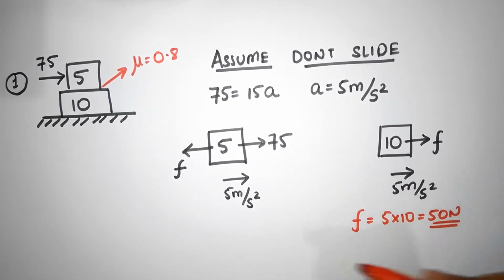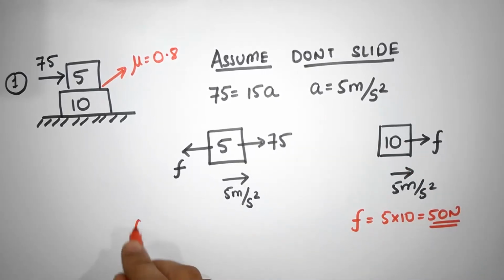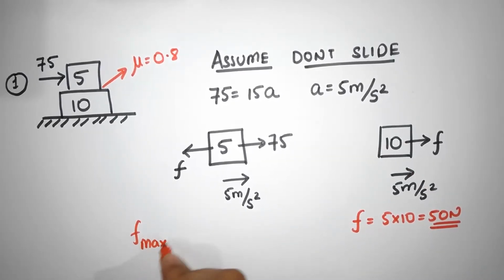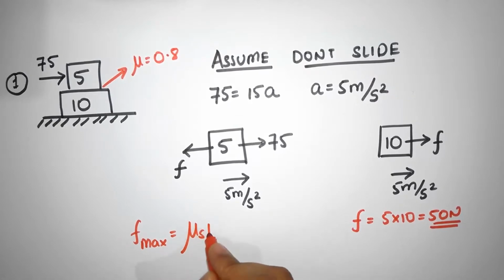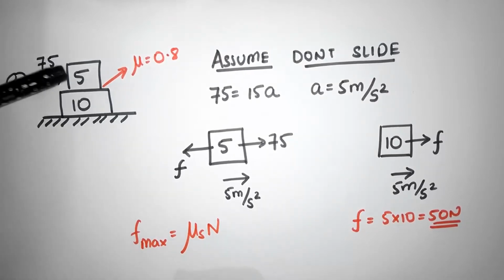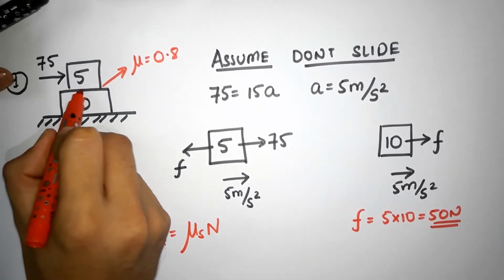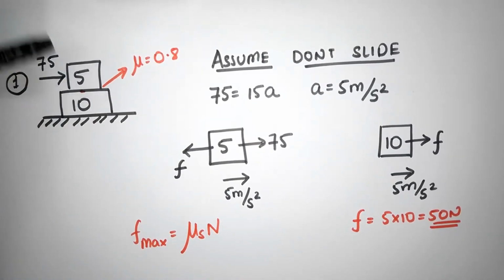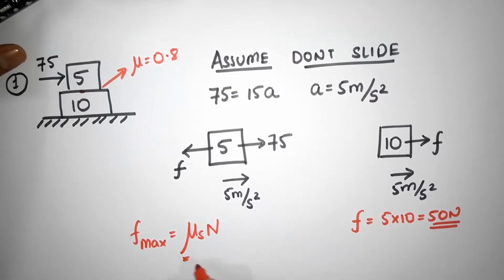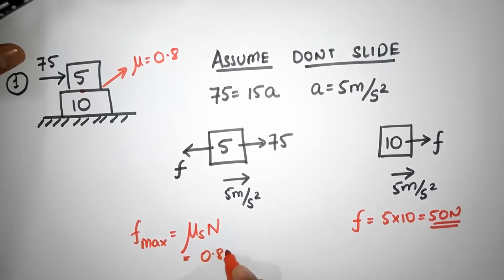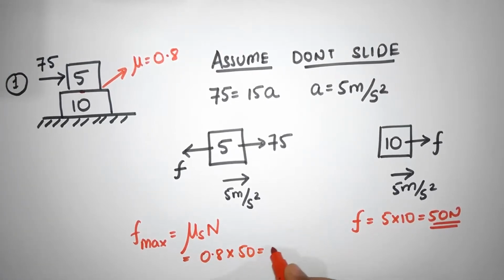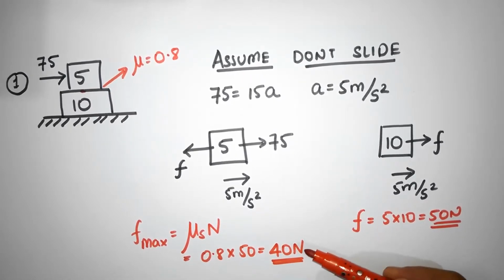Can friction be 50 newtons? Let's see. What's the maximum frictional force available? Well, that's mu s times N. N has to be the normal reaction force at this point, because friction is acting at that point, and that reaction force must be equal to mg of this guy, so that is just 50 newtons. So the maximum available force is 0.8 into 50. 40 newtons. You see, that's the max.